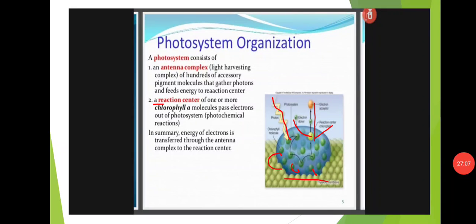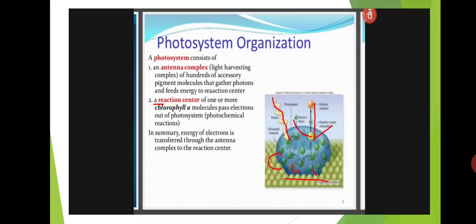Next is the photosystem organization. A photosystem consists of an antenna complex, that is a light harvesting complex of hundreds of accessory pigment molecules that gather photons and feed energy to the reaction center. Photosystem consists of two parts: antenna complex and reaction center. First, the antenna complex will absorb the photons and feed energy to the reaction center. Then the reaction center of one or more chlorophyll A molecules passes electrons out of the photosystem.